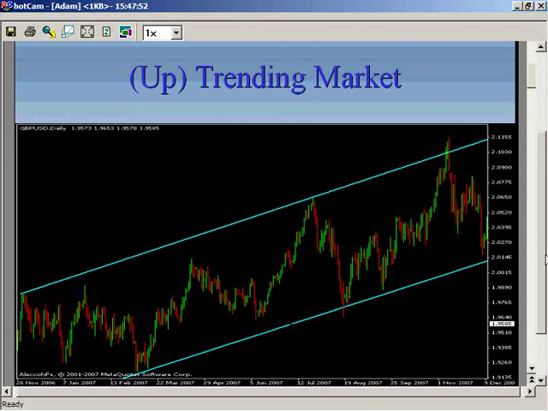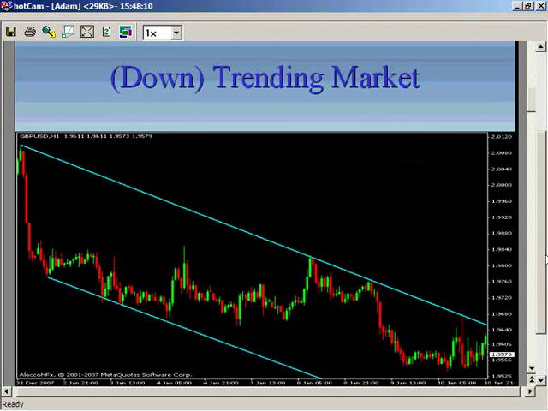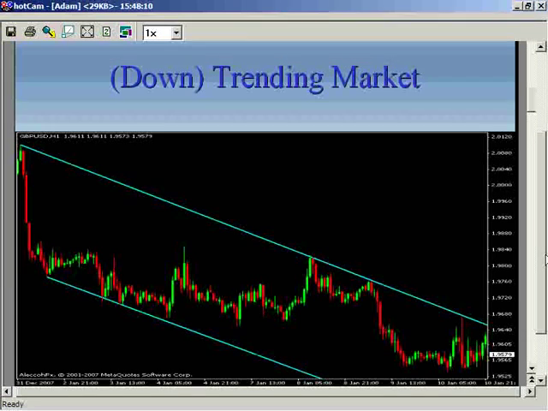Well, we draw supports at the bottom by connecting significant lows. We draw resistance by connecting the significant highs. I believe the next slide actually shows you a downtrending market. This is a downtrending market. Now, in uptrending markets, support or the floor is more important. I'll tell you why in a moment. In a downtrending market, resistance or the ceiling is more important.